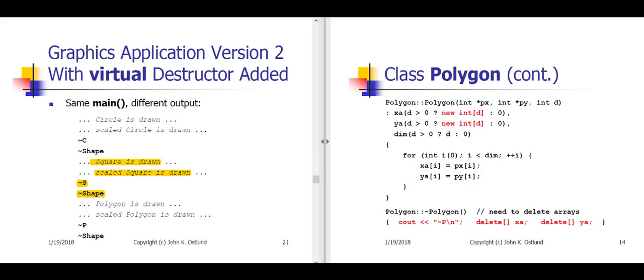However, for the polygon destructor, remember that we looked at that back on slide 14. The polygon destructor is doing something very important because we allocated these two int arrays with the addresses of the first elements of those stored in the members XA and YA. So we had better have our destructor delete the array XA and delete the array YA, or we will have created a memory leak problem for ourselves.